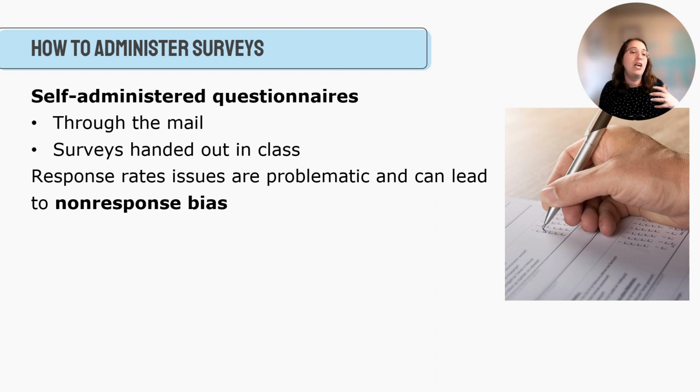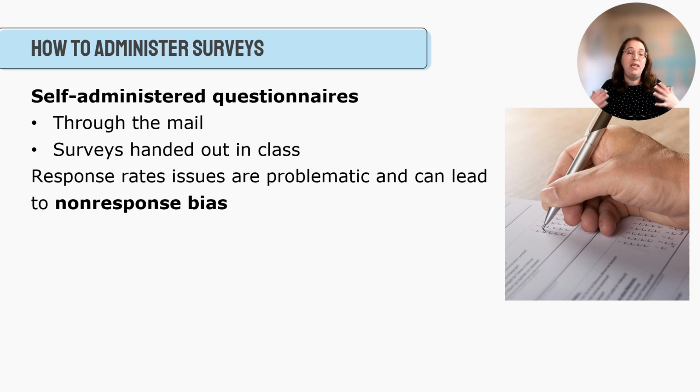You give someone a questionnaire or you mail it to them and you ask them to complete it and send it back. Now, response rates are really challenging. Ideally, we would like a 50% response rate or more, right? We'd like at least half of the people we send surveys or hand surveys out to respond, but it can be really challenging to do so.